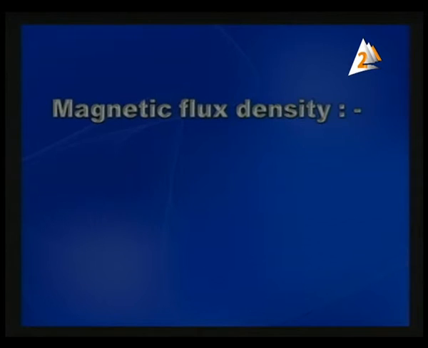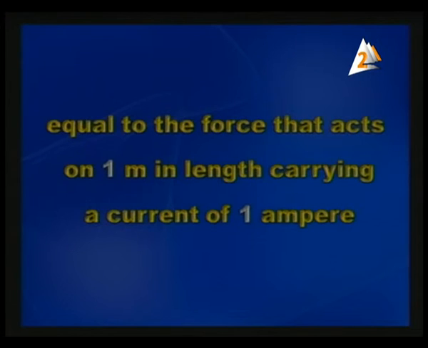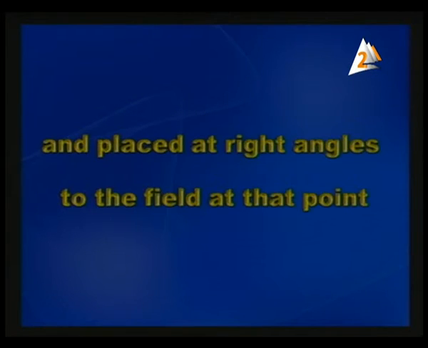Now talking about magnetic flux density. We want to define magnetic flux density. Magnetic flux density B equals F over IL sine theta. So the magnetic flux density of a uniform magnetic field at a point is numerically equal to the force that acts on 1 meter in length of wire carrying a current of 1 ampere and placed at right angles to the field at that point.